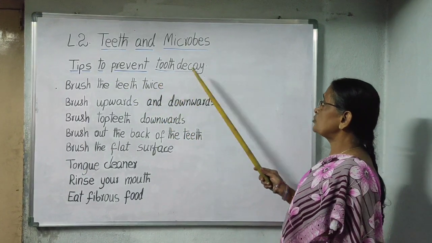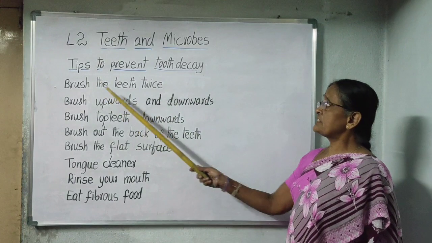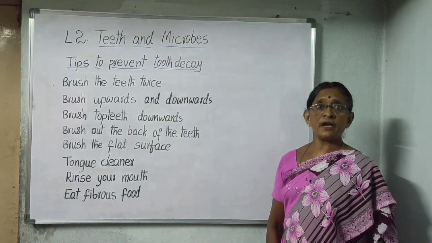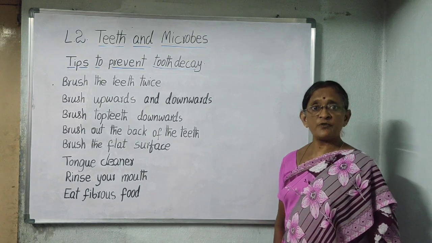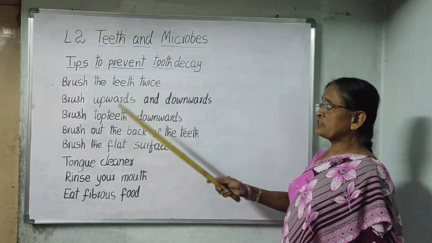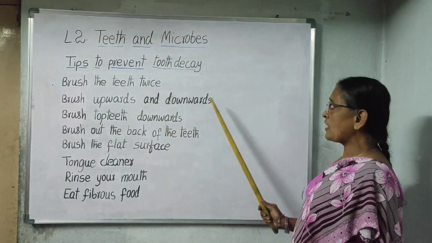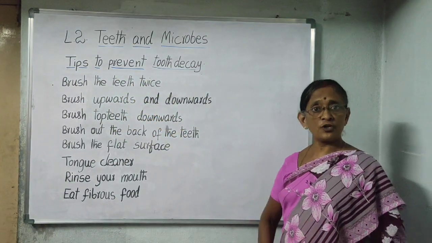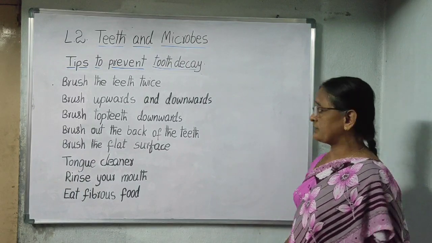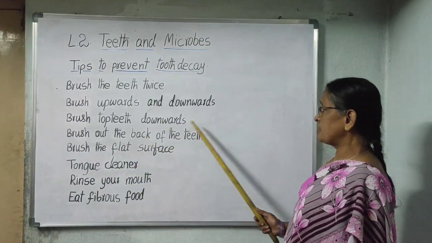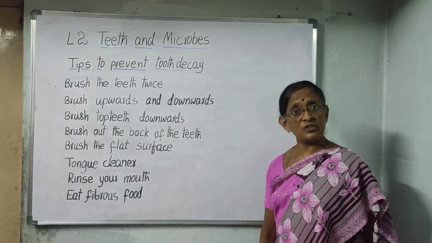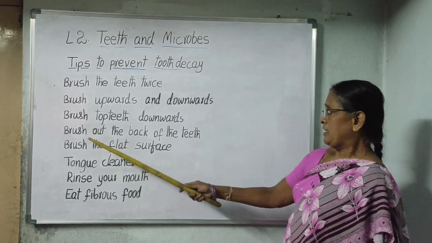Tips to prevent tooth decay. Brush the teeth twice a day, once in the morning and once at night before going to bed. Brush the teeth in both directions, upwards and downwards, to remove the food particles stuck in between the teeth. Brush top teeth downwards and bottom teeth upwards to remove the food particles.